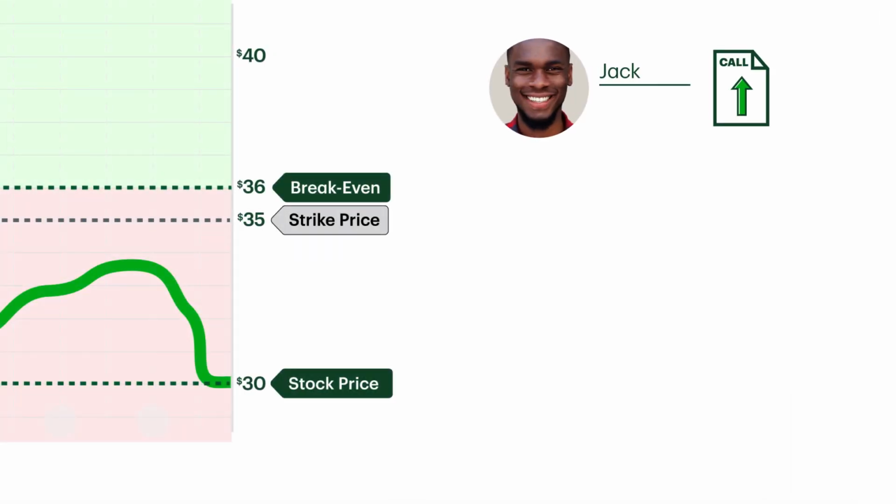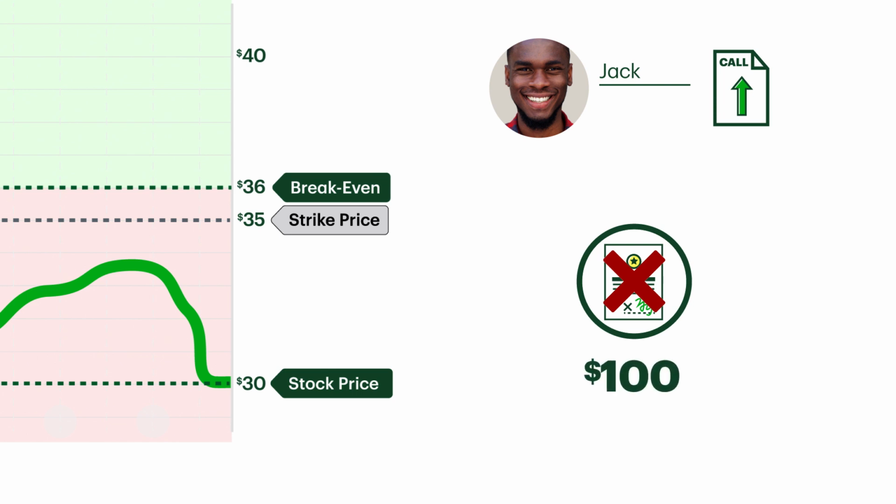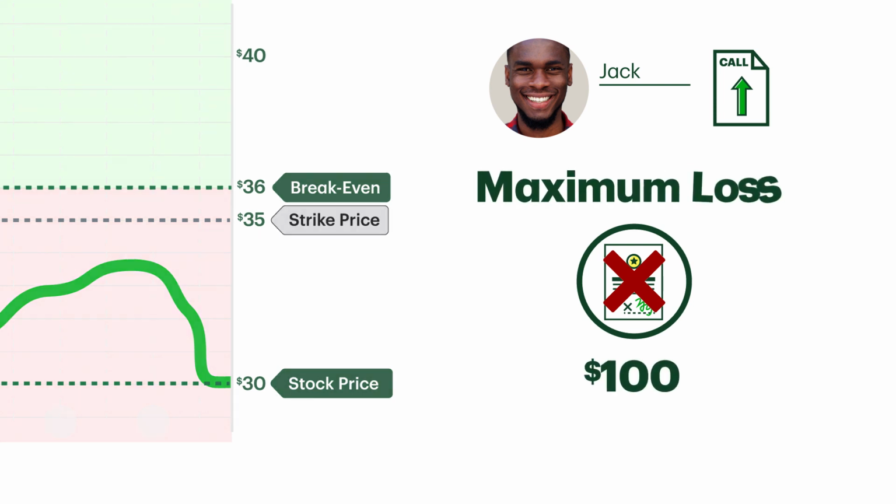But what if the underlying stock falls or doesn't move at all? Well, Jack can decide to let the option expire and lose the $100 he paid as the premium. This is called his maximum loss. Or Jack can sell the option before it expires, realizing a smaller loss.